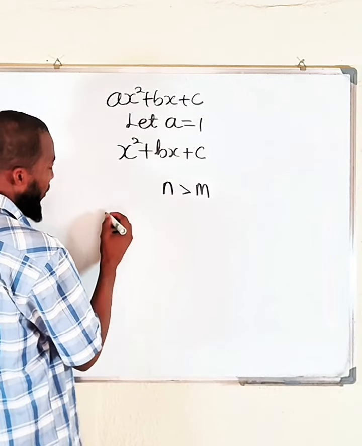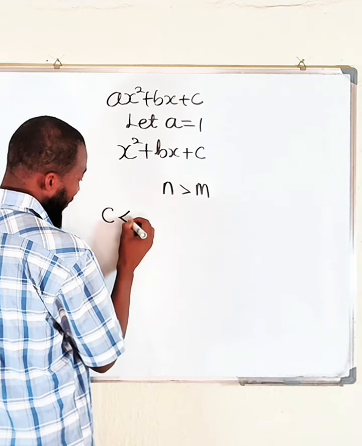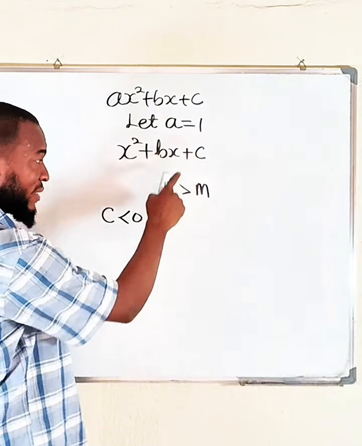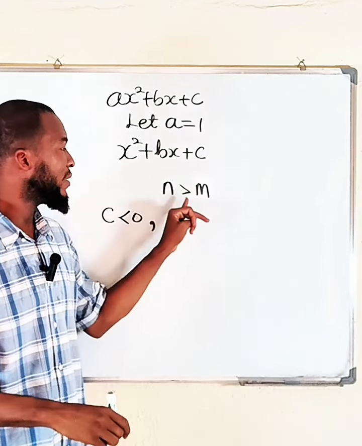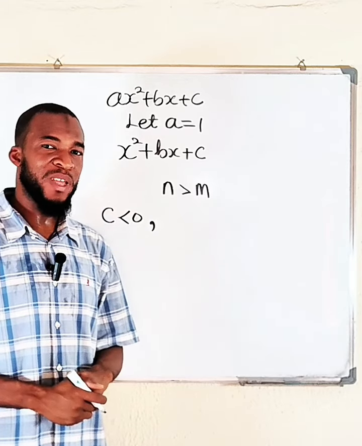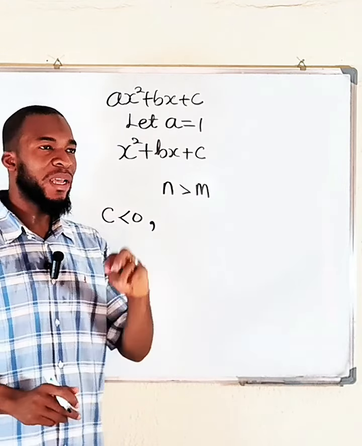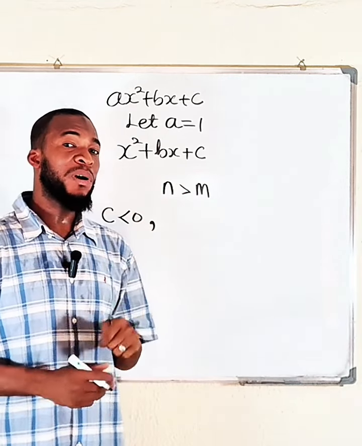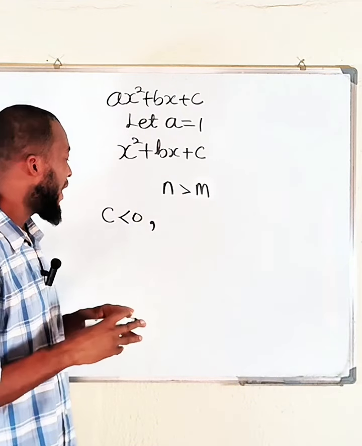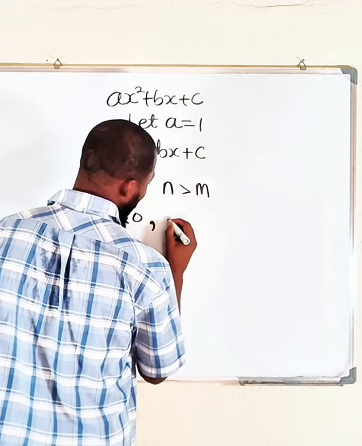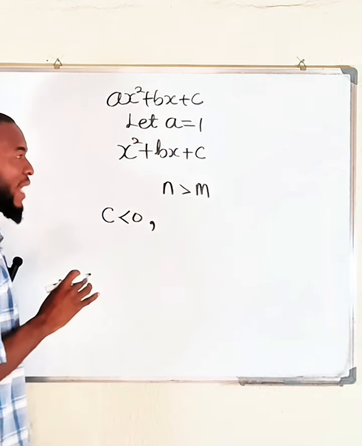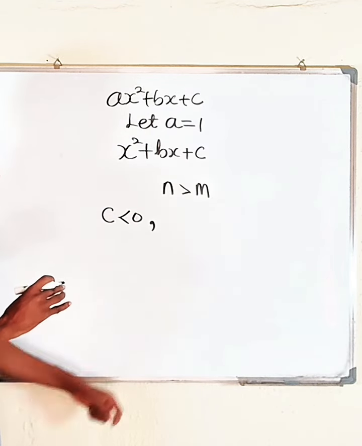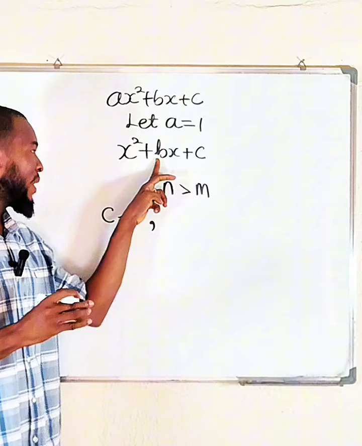So I would like to let you know that if the constant is negative, then one of these two numbers must be negative, because you can only multiply a negative and a positive number to get a negative. So it implies that one is negative, but we don't know which one we should choose as negative yet. We have to come back here.